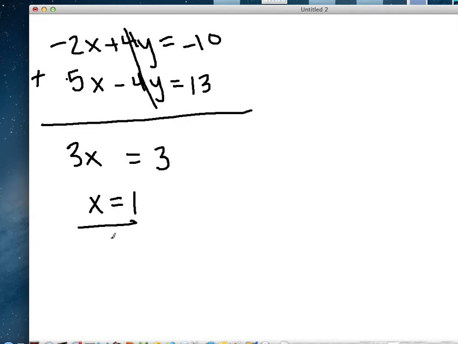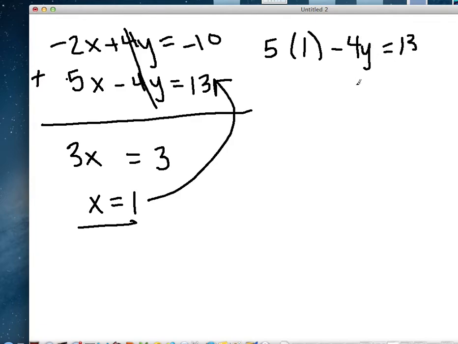Great, I found my x coordinate, and now I can find my y coordinate by plugging into either one of these. So the last time we plugged it into the first one, so this time I'm going to plug it into the second one. So I have 5 times 1 minus 4y equals 13. Why are we doing this? Because now we know what the x is, so we need to find the y coordinate of that coordinate point.